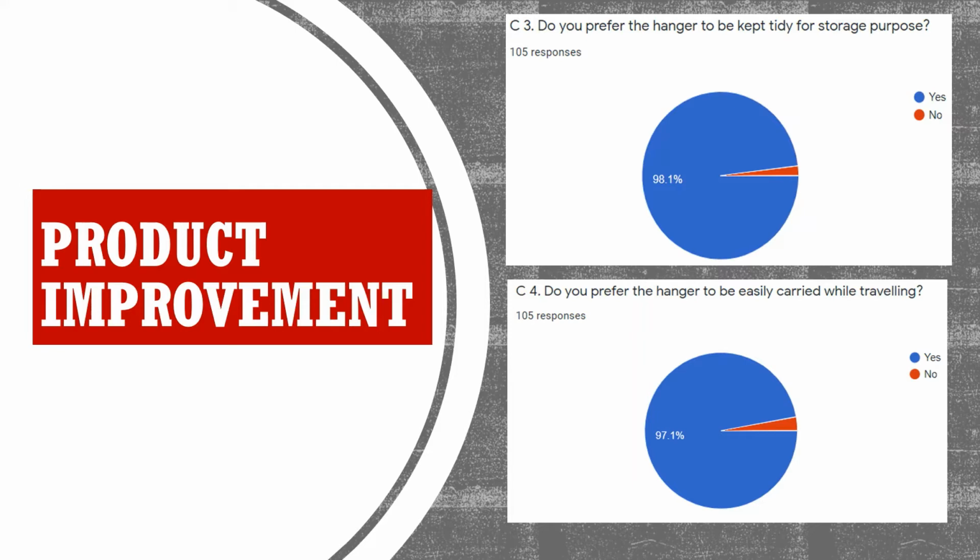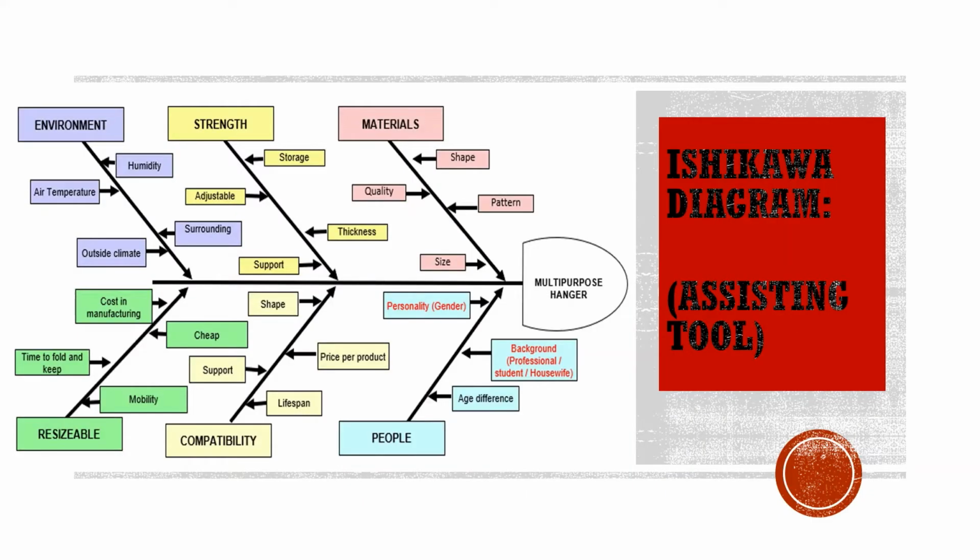The Ishikawa diagram is used as an assisting tool for the multi-purpose hanger. It is a cause and effect diagram that visualizes the categories of potential causes and effects of a problem in order to identify its root causes in determining the best possible solution for the hanger.